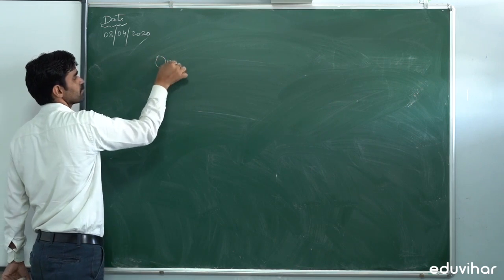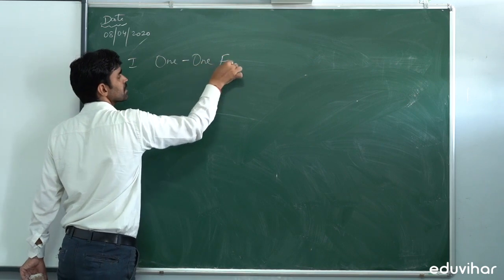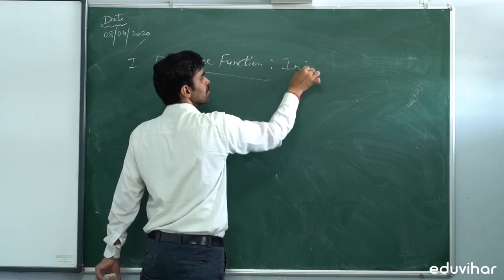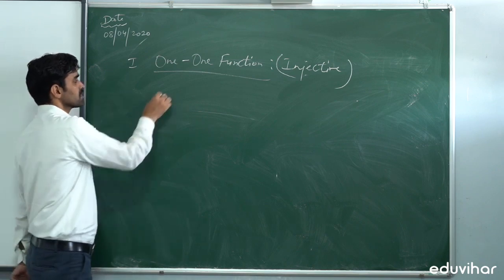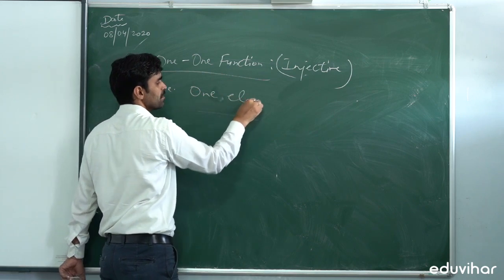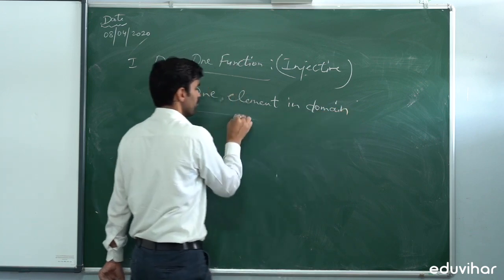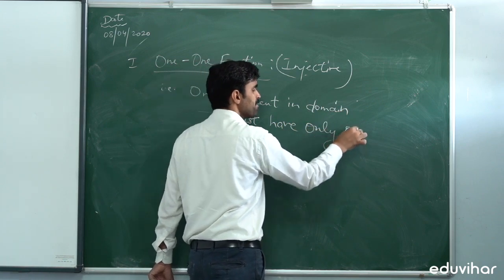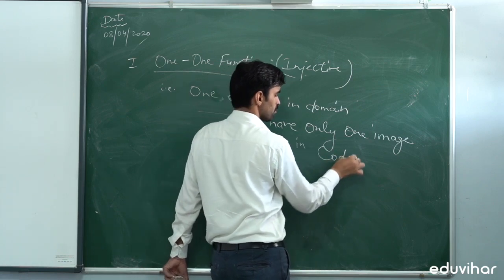Here I will define the 1 1 function, which is also known as injective function. That is, one element in the domain must have only one image in the codomain.